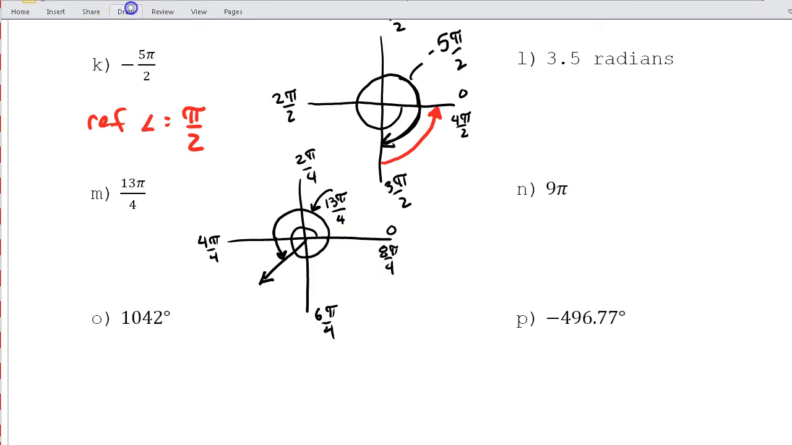And my reference angle, again, has to be formed with the x-axis. It has to go in a positive direction, so it's going to go just like this. It was 12 pi over 4 to there, so that means at 13 pi over 4, my reference angle is just going to be 1 pi over 4.